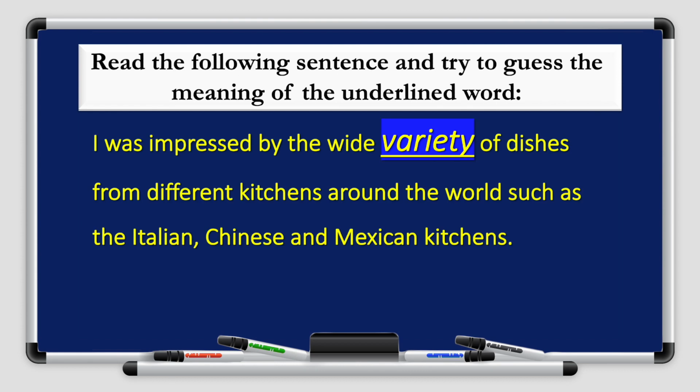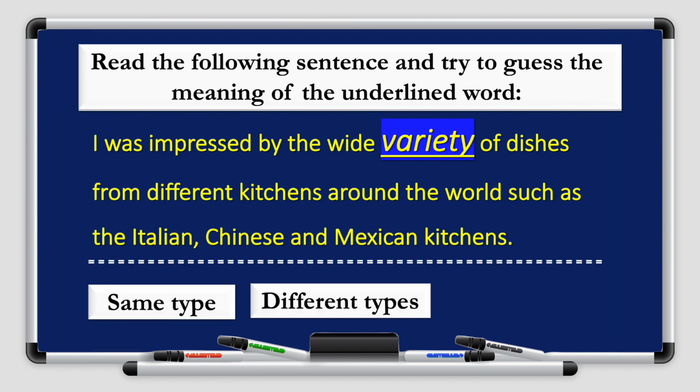I was impressed by the wide variety of dishes from different kitchens around the world, such as the Italian, Chinese, and Mexican kitchens or cuisines. So, the variety of kitchens. We have the Italian, Chinese, Mexican, Kuwaiti. So, what is meant by the word variety? Does it mean the same type, different types, or one type? Italian, Chinese, Mexican, Kuwaiti. So these are different types. So the answer is different types.